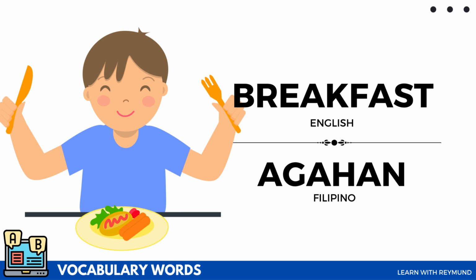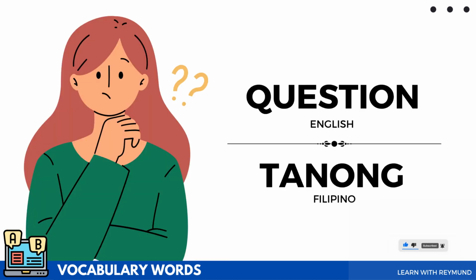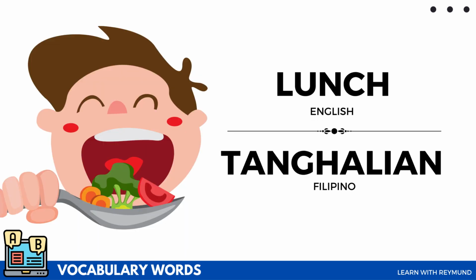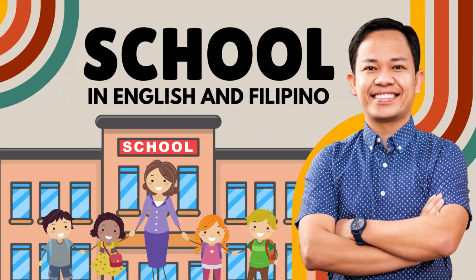Breakfast, agahan, almusal. It's an answer in English, while in Filipino, it's a sagot. Answer, sagot. In English, it's a question, while in Filipino, it's a tanong. Question, tanong. It's your lunch in English, while in Filipino, it's your tanghalian. Lunch, tanghalian. In English, it's dinner, while in Filipino, it's hapunan. Dinner, hapunan. And that is all about our vocabulary words for school in English and Filipino.